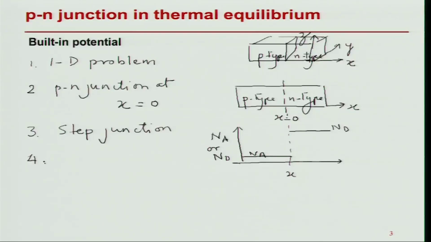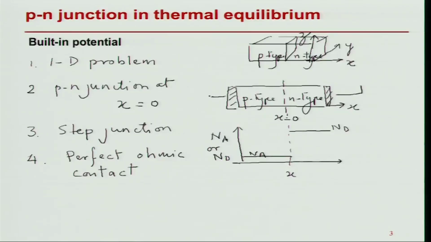The fourth assumption I am going to make is that in my device I have perfect ohmic contacts. And this is important because when I look at the IV characteristic of the device, the only junction which is important to me is the PN junction, because if I have contacts here, I am assuming they are ideal ohmic contacts and they are not changing the device characteristic in a significant manner.